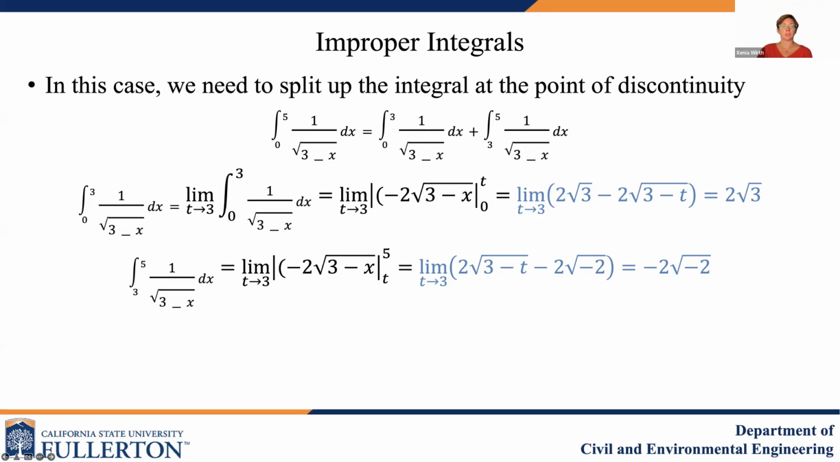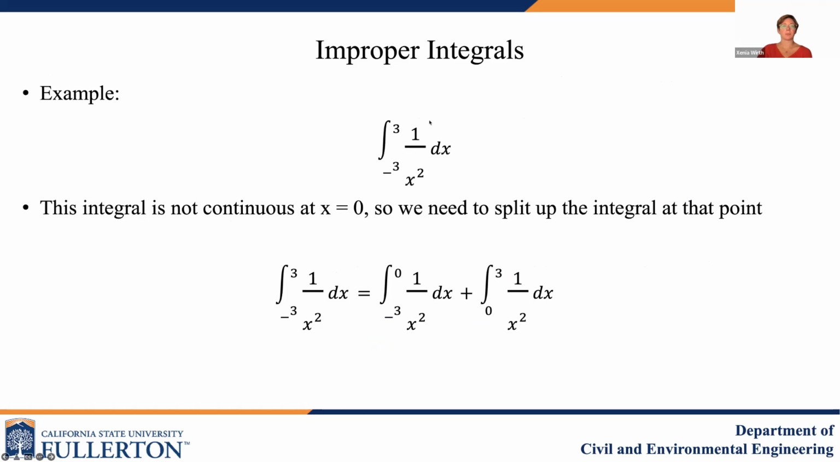I evaluate this integral now using my new integration limits, and I find that this converges to -2 square root of -2. So this limit converges, and so does this one. They do have a finite value. So this is actually the solution to my integral. I'm going to add the 2 solutions together, because I'm going to add the 2 integrals together. And I find that the actual solution to the integral from 0 to 5 of 1 over the square root of 3 minus x dx is 2 square root of 3 minus 2 square root of -2. So this is an imaginary number, but it does exist and converge to a value.